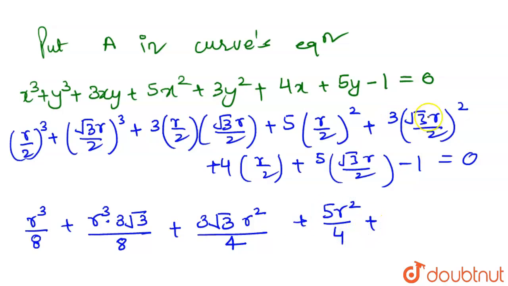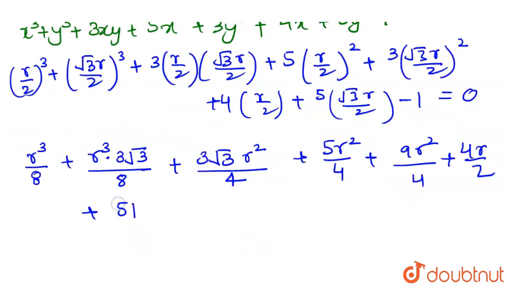Then 3 into root 3 square is 3. So 3 3s are 9. We can write here 9 r square by 4. 2 square is 4. Then the last term will be 4r by 2, and the last second term will be 5 root 3 r by 2, minus 1 is equal to 0.